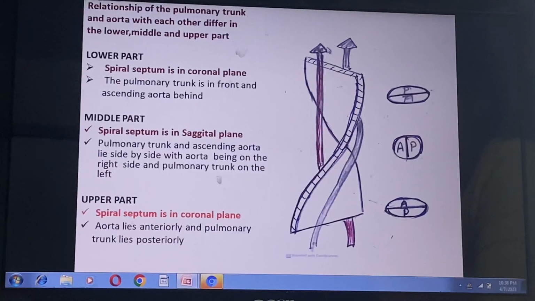And for the upper portion, the aorta is lying anteriorly and the pulmonary trunk posteriorly. You can see in the diagram. Now this aorta is visible in the anterior portion and the pulmonary trunk is going posteriorly. But in this portion, the pulmonary trunk is anterior but the aorta is posterior. But in the middle portion, they are lying side by side. So this is the fate.